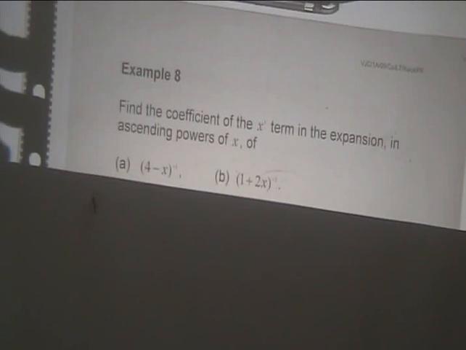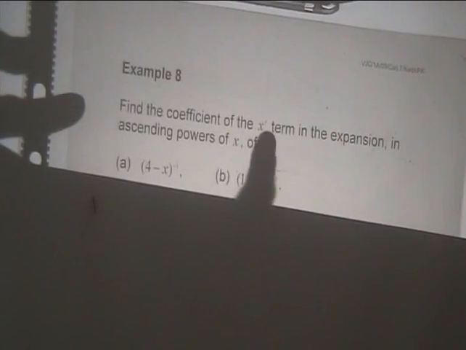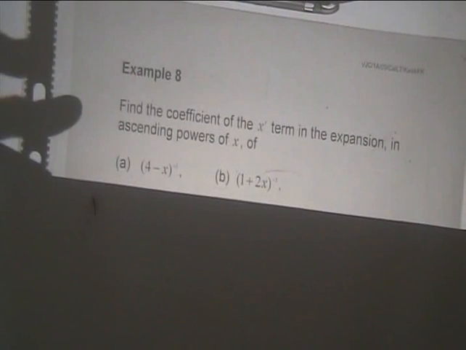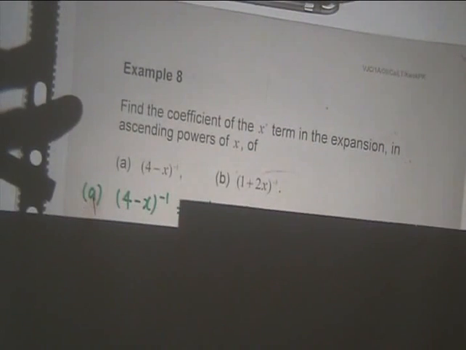Okay, example 8 is our last example. So let's look at example 8. Find the coefficient of the x to the power of r term in the expansion in ascending powers of x for a and b. So let's look at question A first.